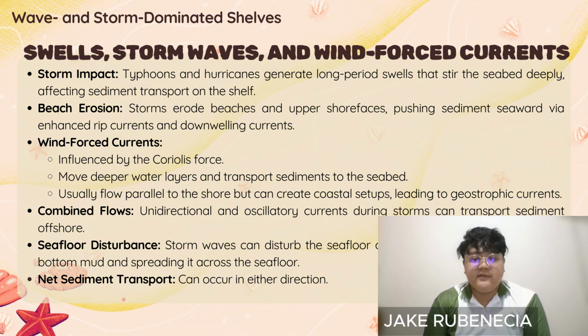onto the shelf. Additionally, storm waves influence sediment movement even in deeper water on the middle and outer shelf. Due to their longer wavelengths and periods, these waves can disturb the seafloor down to a depth of about 200 meters. The orbital velocities they generate might balance out, preventing net seaward transport. However, these waves can resuspend bottom mud, spreading it across the seafloor. Additionally, net sediment transport can occur in either seaward or landward directions.